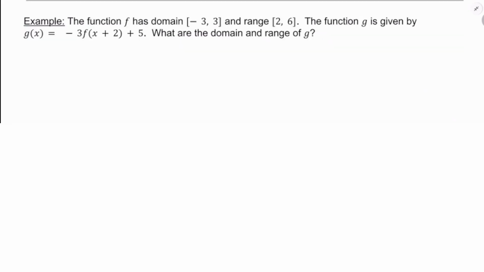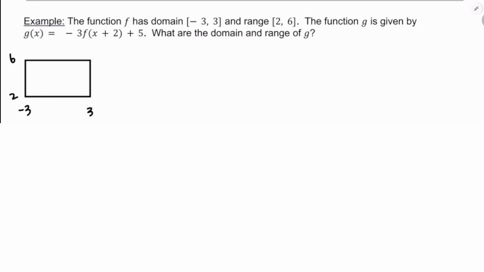All right, now we're going to get into some more meaty examples. The function f has domain -3 to 3 and range 2 to 6. g is given by g of x equals -3 f of x plus 2, plus 5. What are the domain and range of g? I'm going to just start with a picture of the domain and range of f. x is running from -3 to 3 and y is running from 2 to 6.